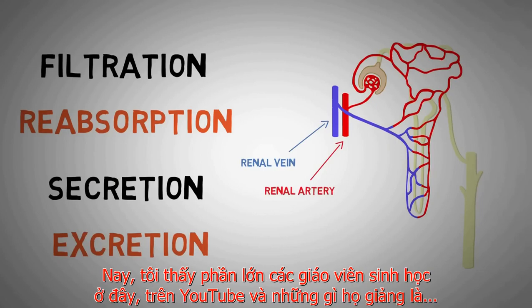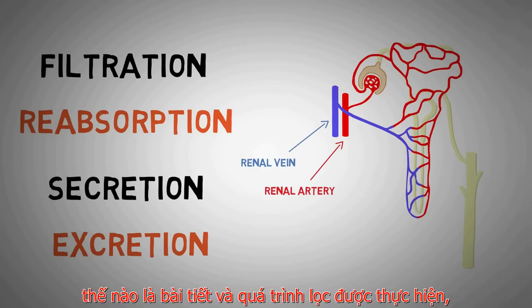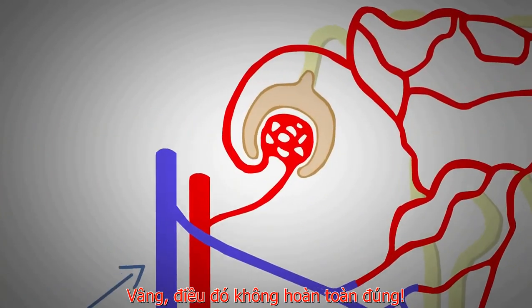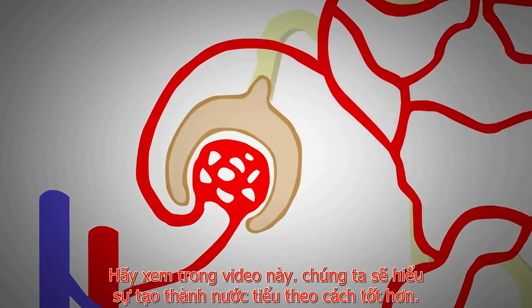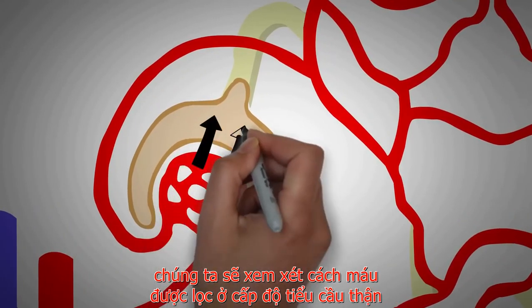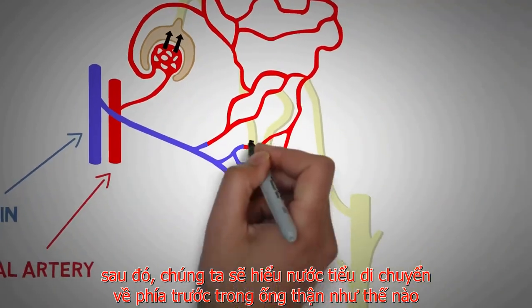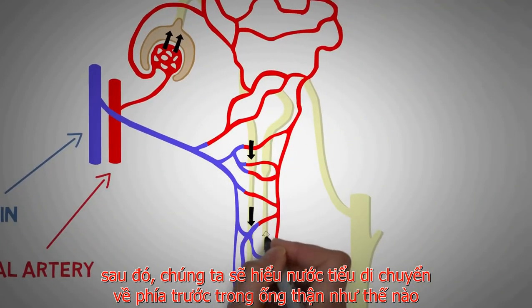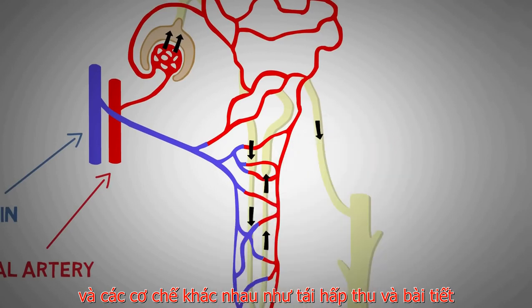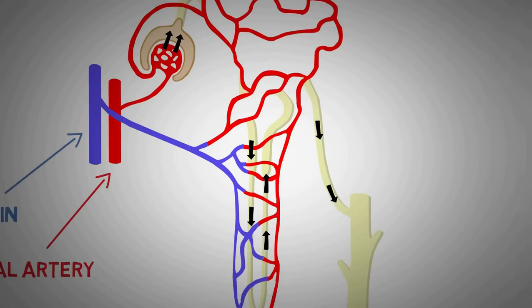Now, I have seen most of the biology teachers here on YouTube, and what they do is they just explain what is filtration, what is reabsorption, what is secretion, and job done. This is how urine is formed. Well, not quite right. See, in this video, we will understand the mechanism of urine formation in a better way. We will look at how the blood is filtered at the level of renal corpuscle, and then we will understand how the urine moves forward in the renal tubule and how different mechanisms like reabsorption and secretion apply in different parts of the renal tubule.